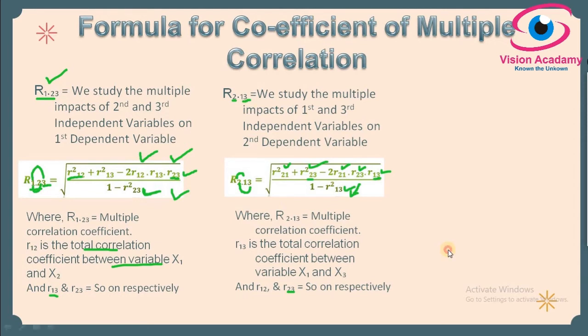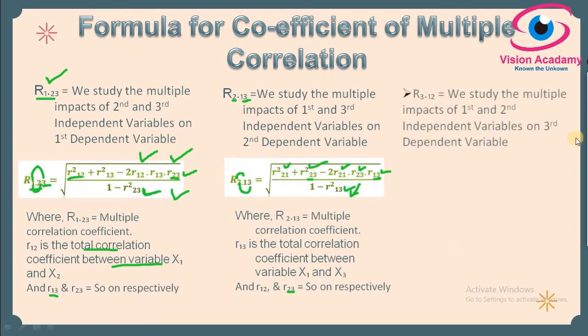So let us consider the last formula, that is R3.12. Here we consider the dependent variable as 3 and 1, 2 as independent variables. Let us see the formula. The formula again is very easy. It is the same logic we apply to formulate the formula in case of R1.23 and R2.13.